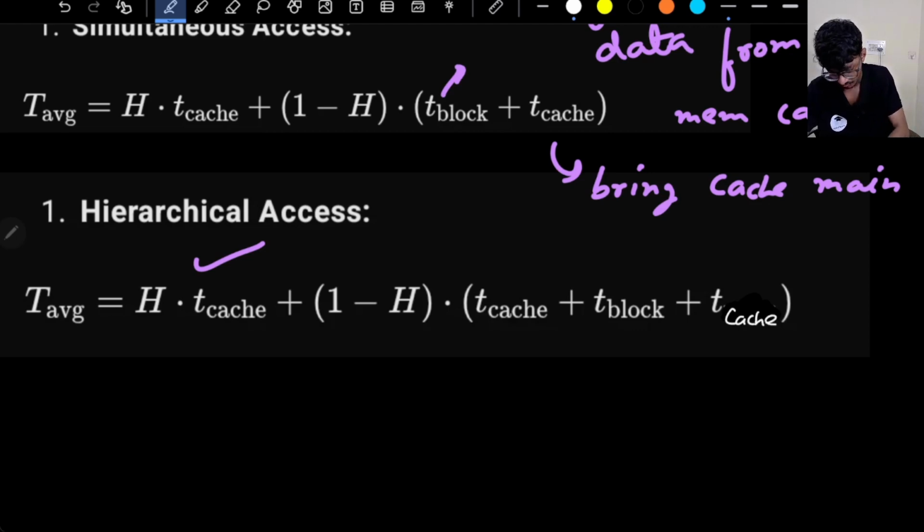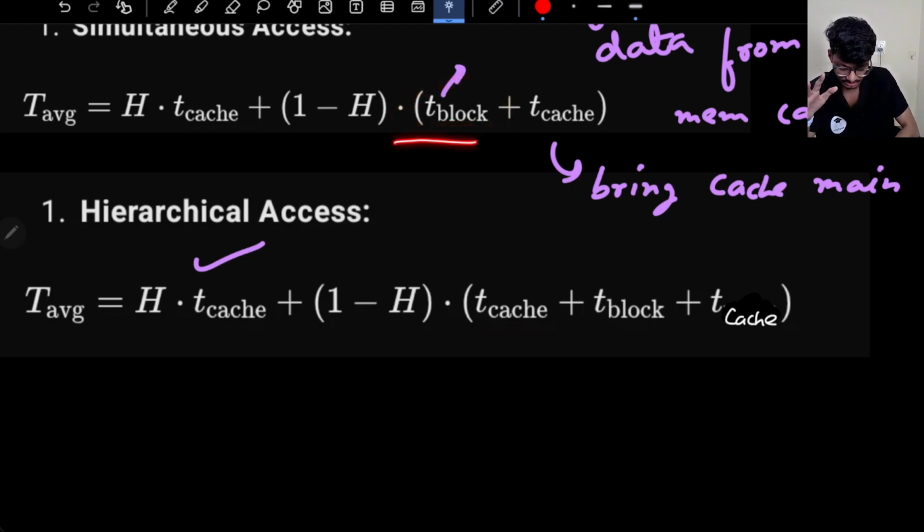is that, like previously, that extra time was not taken. Previously, both Ram and Shyam were going simultaneously. As soon as Ram got to know that it is not present in the cache memory, it sent a signal to Shyam, and Shyam directly transferred the block of data from the main memory to the cache, both starting from t equal to 0.